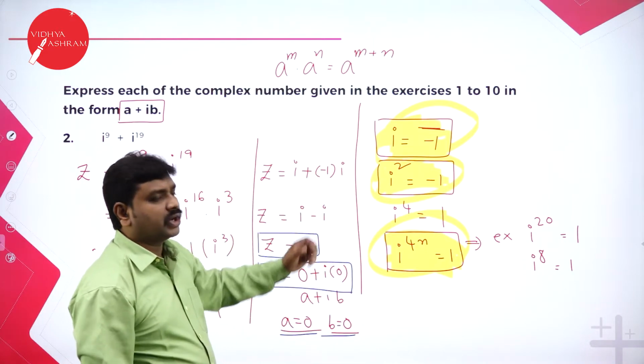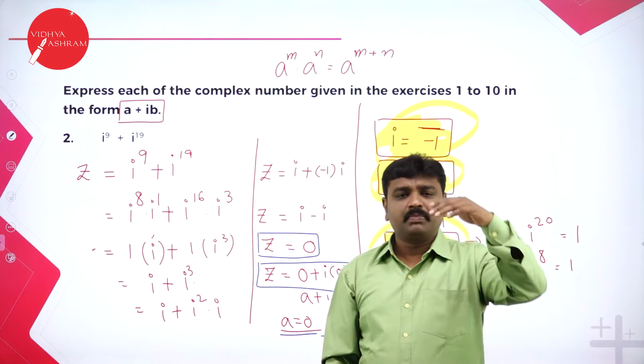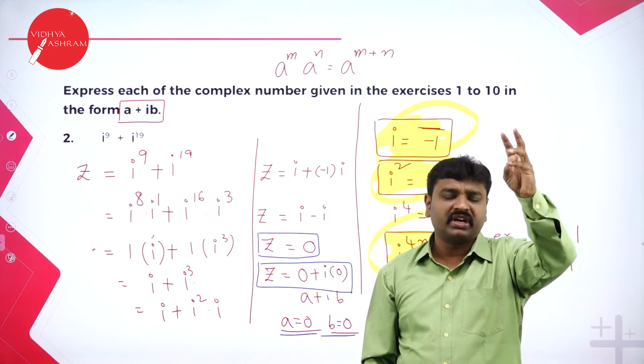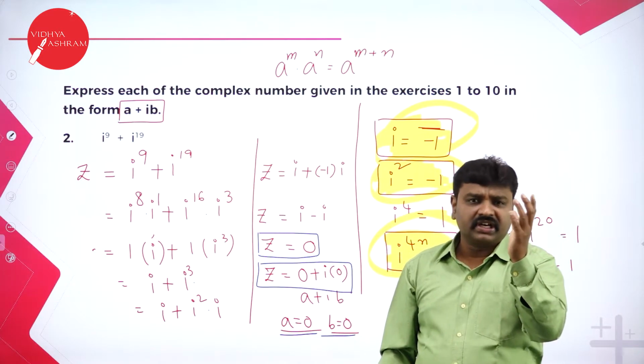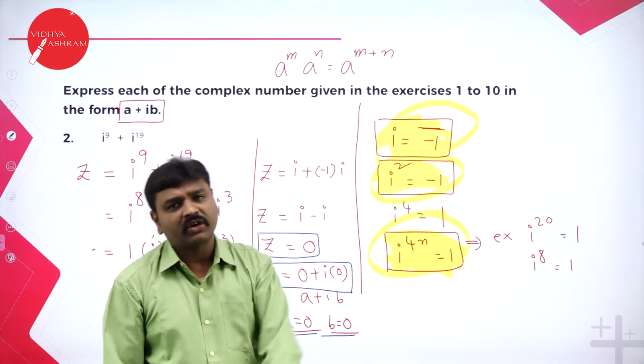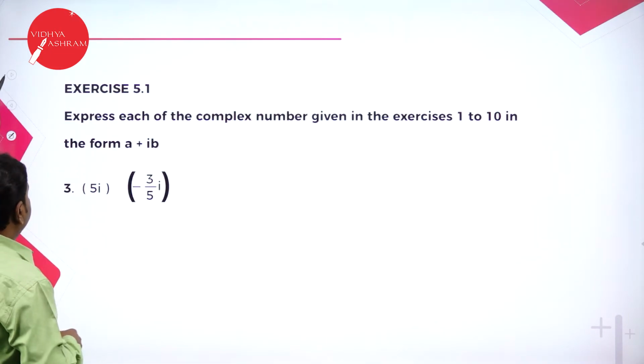i power 4 multiple always gives 1. It means if i power a number divisible by 4 comes, like i power 20, i power 24, it is 1. I square value, what is i square? Minus 1. What is i value? Root of minus 1. Next, they gave, the third one is repeated.